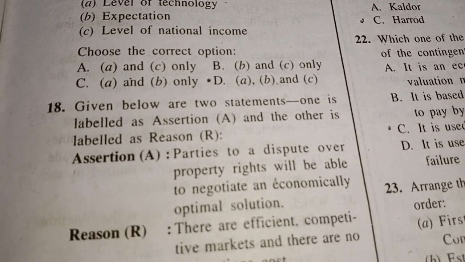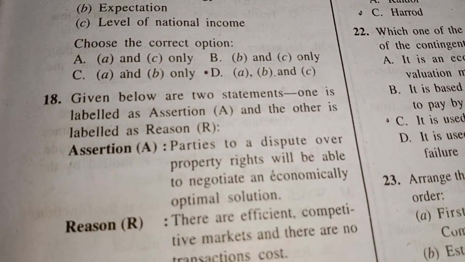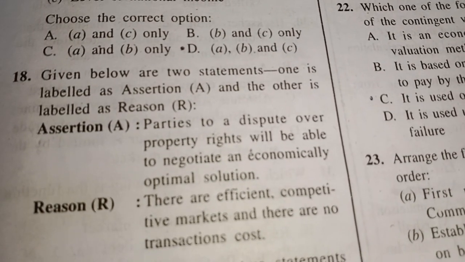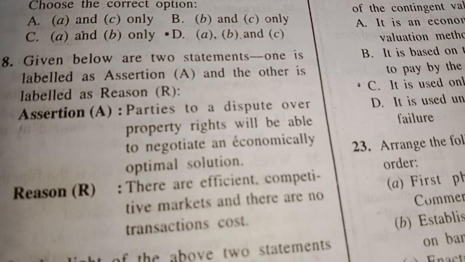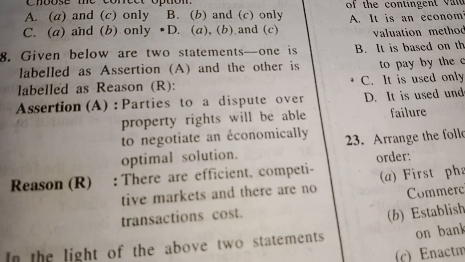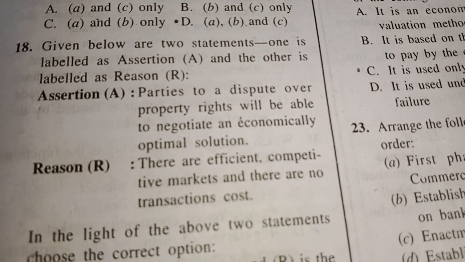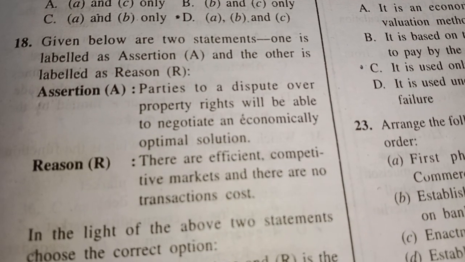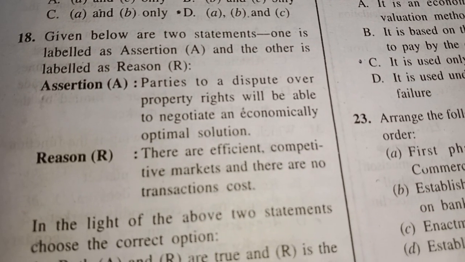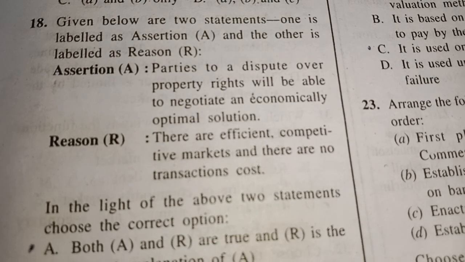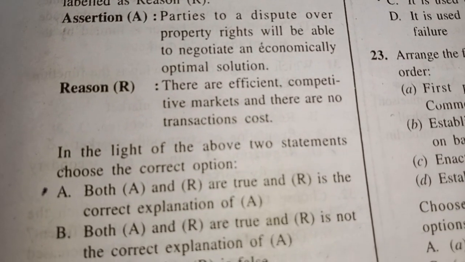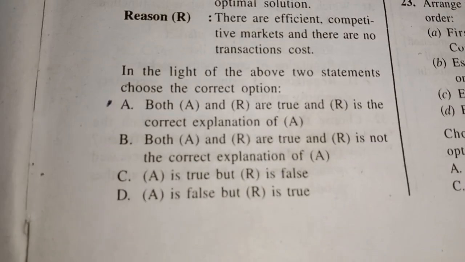Given below two statements, one labeled as Assertion A and the other as Reason R. Assertion A: Parties to a dispute over property rights will be able to negotiate an economically optimal solution. Reason R: There are efficient competitive markets and there are no transaction costs. Both A and R are true and R is the correct explanation of A.